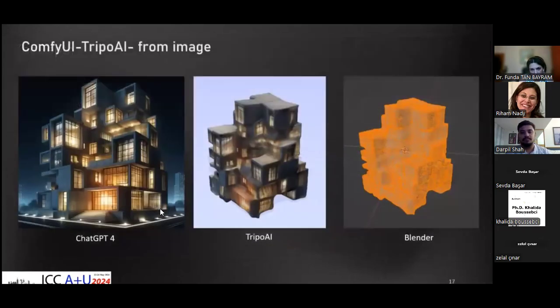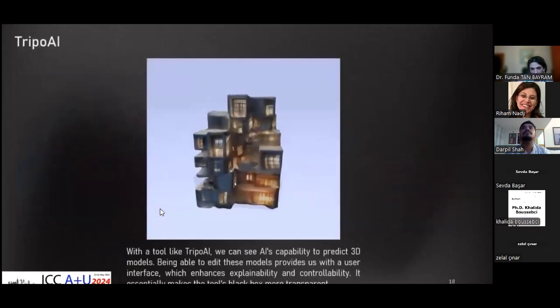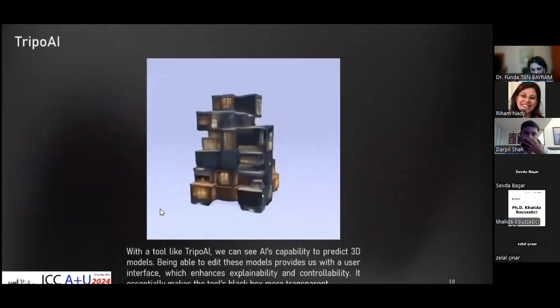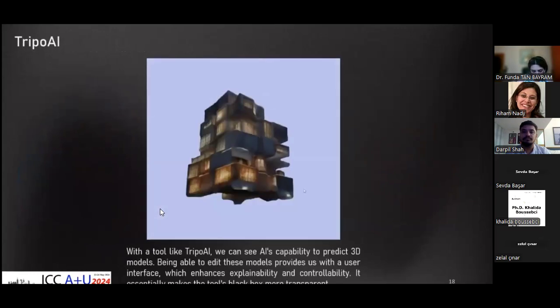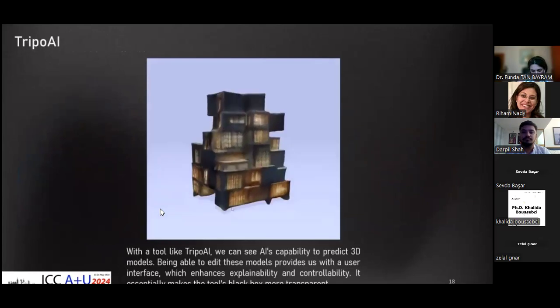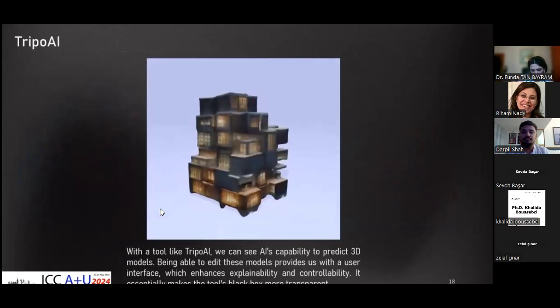In this example, AI was used to produce a 3D model in a similar logic. Initially, work was done on the desired image with ChatGPT. The output product was then converted to 3D in another application. At this stage, new features were tested concerning AI's ability to generate and predict 3D models. The model obtained can be exported as a point cloud, and modifications can be made in other design programs like Blender and SketchUp. In the example above, the output product was transferred to Blender. Like the previous tool, we can see AI's capability to predict 3D models. Being able to edit these models provides us with a user interface, which enhances explainability and controllability. It essentially makes the tool's black box more transparent.